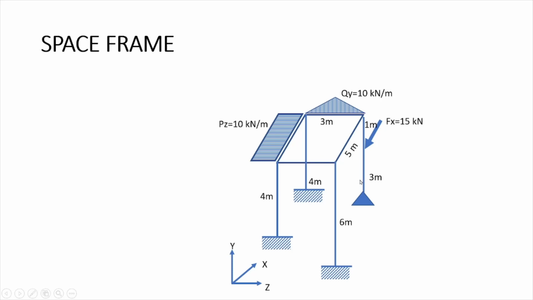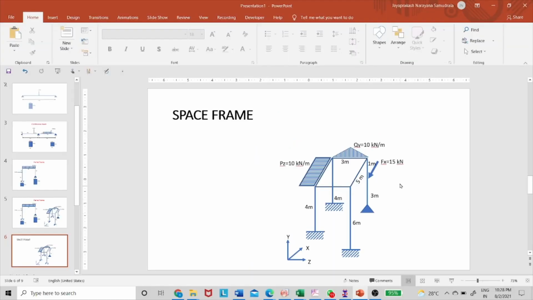Okay, and the column heights: three columns are the same at 4 meters height, and one column is 6 meters. Three supports are fixed supports, and one support is a pin support. So this problem, I will model it, apply the loads, and analyze it in STAAD Pro.